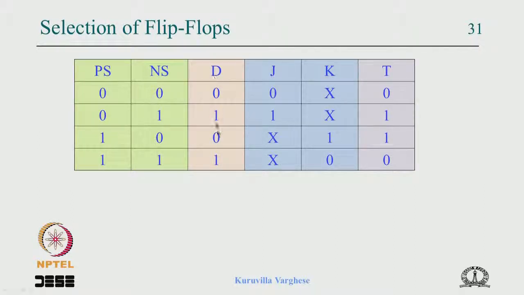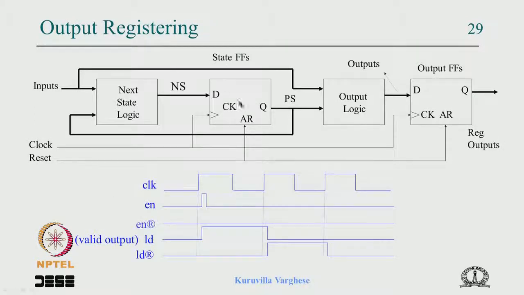But instead of a D flip flop, if you are using a JK flip flop in the state machine, then you have a J and a K. Earlier we had D2, D1, D0 coming out of the next state logic, but now you have J2, K2, J1, K1, J0, K0. So the next state logic will have twice the outputs for the JK flip flop.